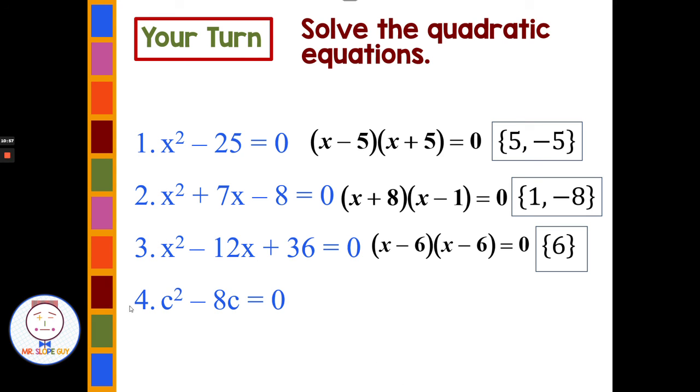Next one is already in descending order equal to 0. How do I factor that? Well, binomials, I'm looking for 2 things. I'm looking for GCF, and I'm looking for difference of squares. 8 is not a perfect square. I can pull a GCF of c out, though. So c times c minus 8. Then set up each part equal to 0. Set c up equal to 0, so c is 0. c minus 8 equal to 0, so c would be 8.